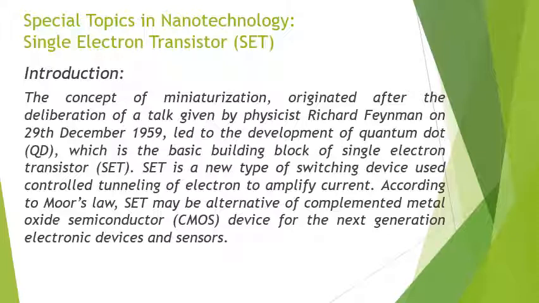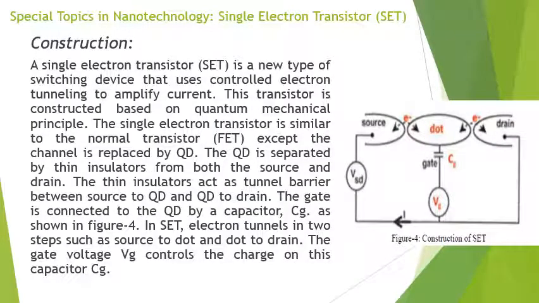The single electron transistor is basically similar to the bipolar transistor or field effect transistor. Now we'll see the construction of the single electron transistor. We know that it is a new type of switching device that uses controlled electron tunneling to amplify the current. It is constructed based on quantum mechanical principles, and it is similar to the normal field effect transistor except that the channel is replaced by a quantum dot. As we know, in a transistor there are three basic parts: source, gate and drain. Similarly here there are the source, drain and gate as shown in the figure, but the basic difference is that the channel is replaced by the quantum dot.